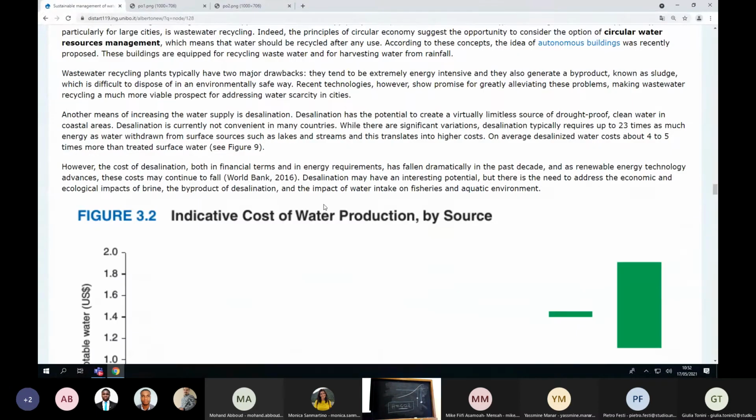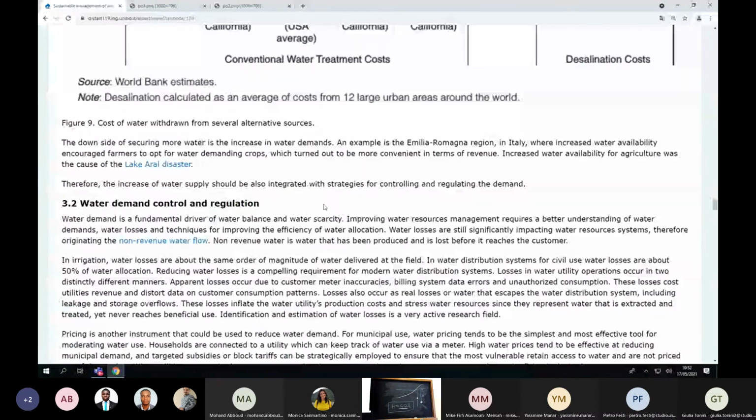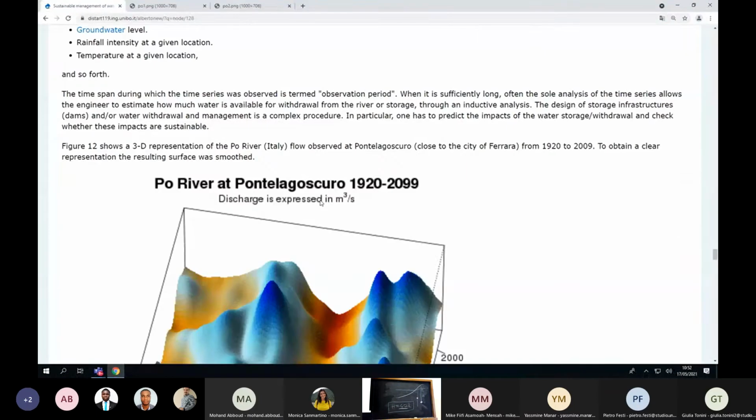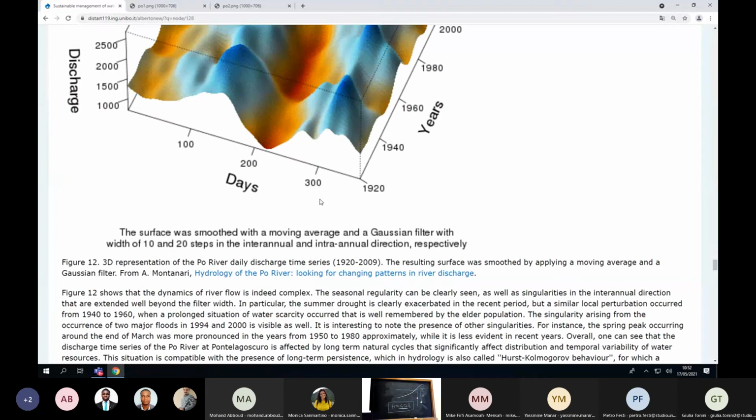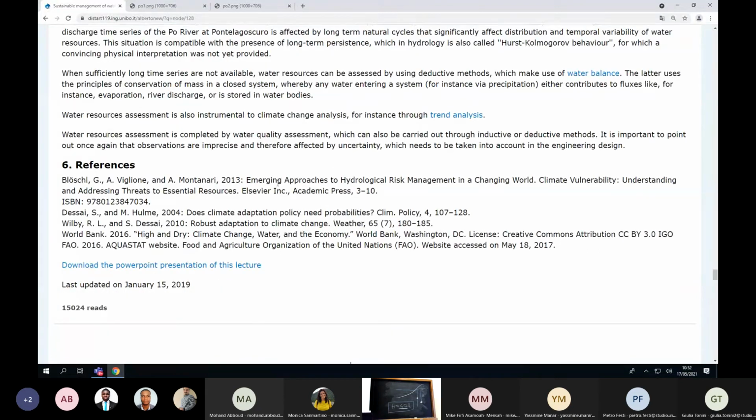And I think that's it. Because these costs, I don't think this is something that you have to remember. And here, groundwater, variability, these are things that are not usually asked at the exam.